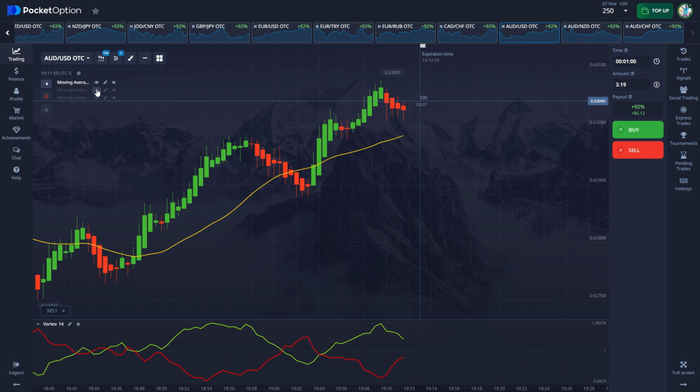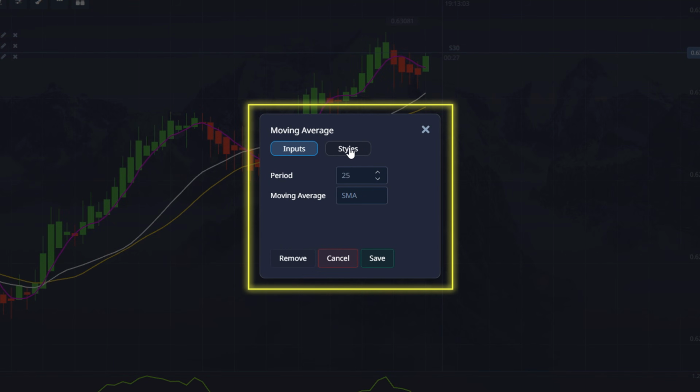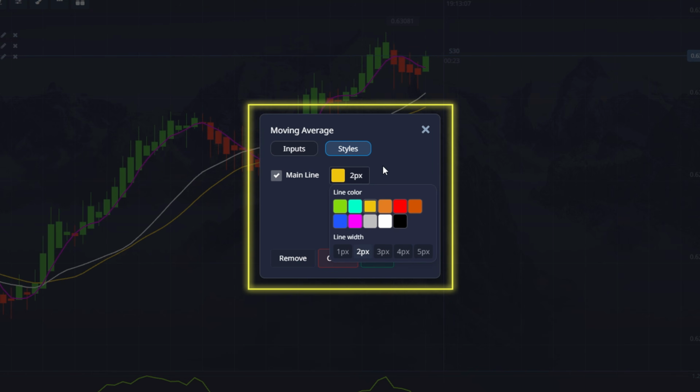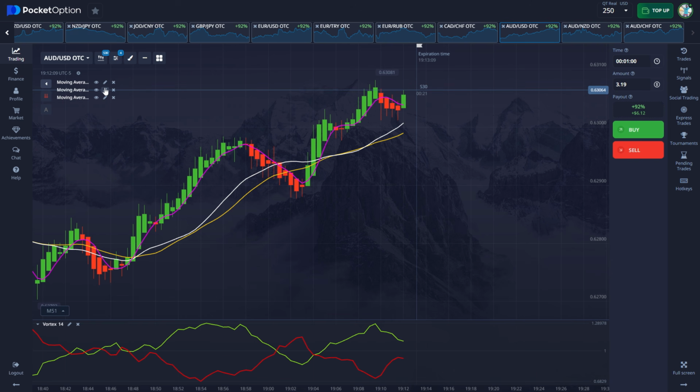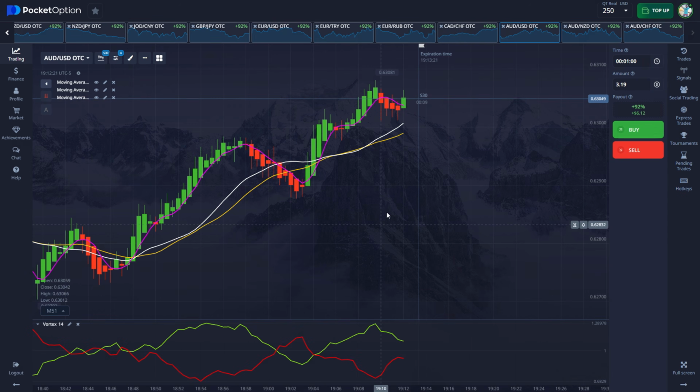The first one, second one, third one. So the first one we're going to set up, it's a 25 with the SMA. We're going to make it yellow and pixel size 2. Let's go ahead and change that, save that right there. The next one is 20 SMA, white, pixel size 2. And then the third one is a 5 period SMA with purple and pixel size 2.